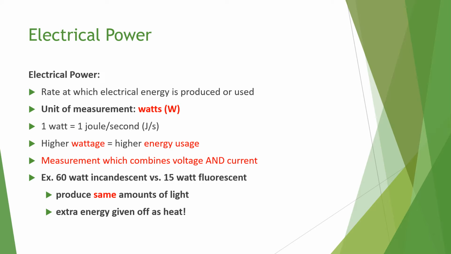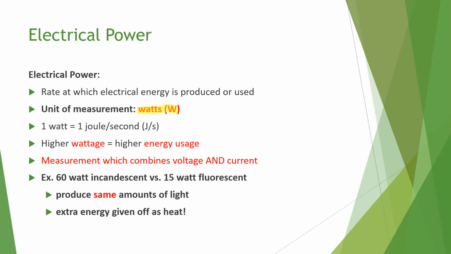So the rate at which electrical energy is produced or used to power all the things that need to be powered. So, you know, the microwave and the dishwasher and the washing machine and the dryer, the toaster, etc. The unit of measurement for electrical power is watts. That's the unit of measurement for electrical power.